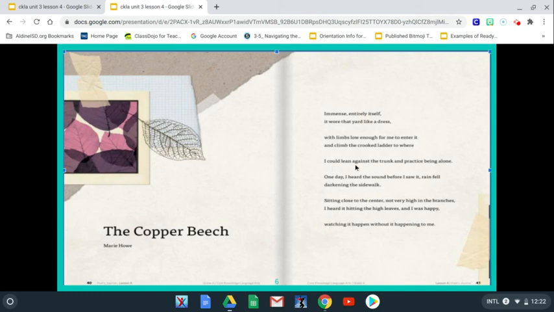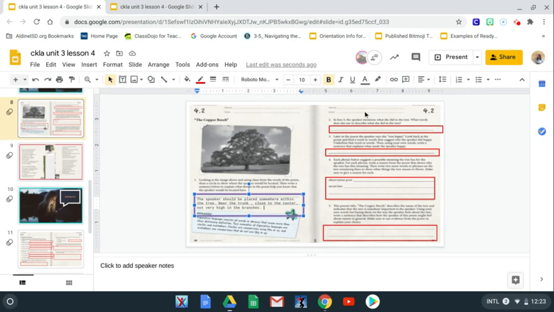What did it say she did in the tree? I could lean against the trunk and practice what? Being alone. So, that is our answer. So, here, what could she do in the tree? She could practice being alone, right? That came exactly from the poem itself.